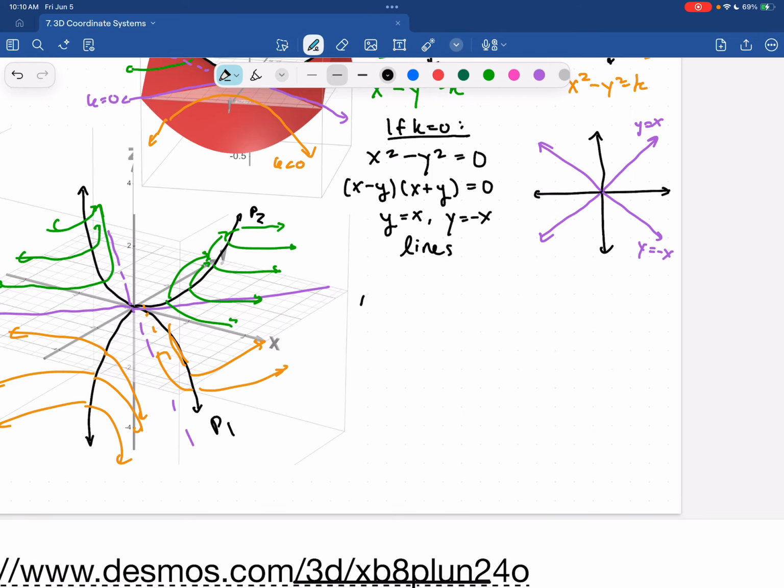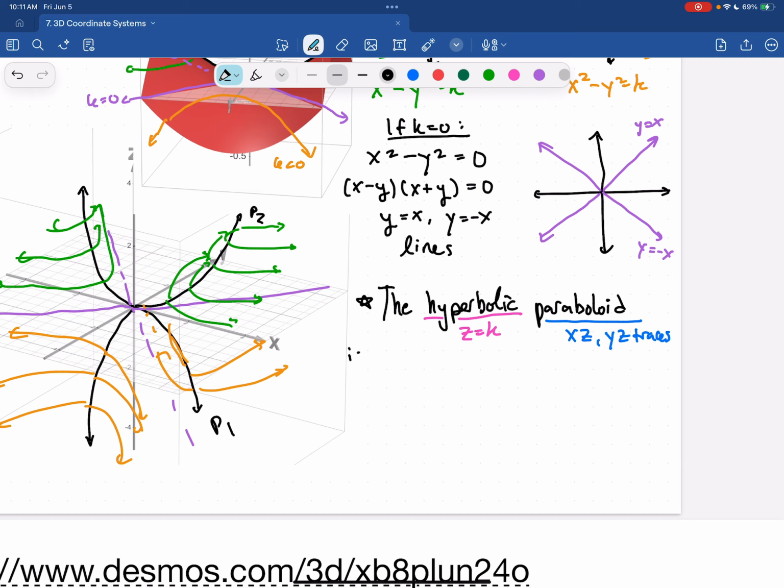But now we've got to write our little summary sentence. We know that the hyperbolic paraboloid is what we're looking at here. The hyperbolic part comes from when we're looking at when z is equal to k, and the paraboloid part comes from the xz, yz traces.